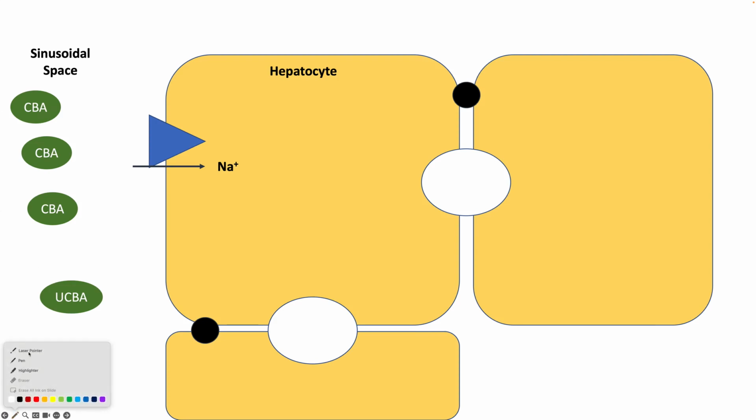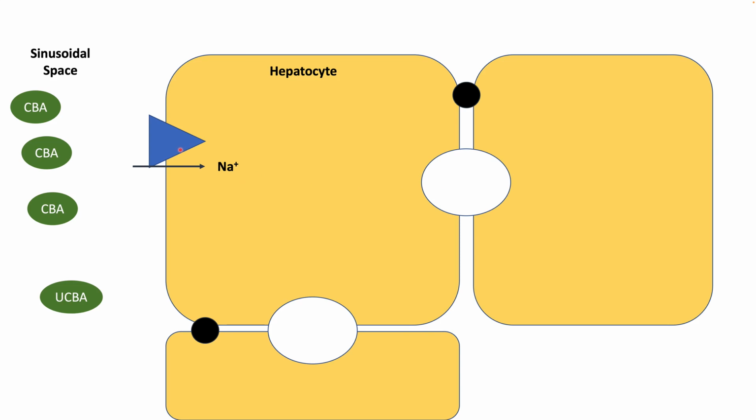Let me just get this laser pointer up so we can see. Now this here is a sodium co-transport mechanism, and what it does, it will bring the bile acids in. Here we have the sinusoidal space, this is the hepatocyte, and here is the canaliculus. And so what we're looking at doing is getting these bile acids, be they conjugated or unconjugated, across into the hepatocyte and all the way across and into the canaliculus.